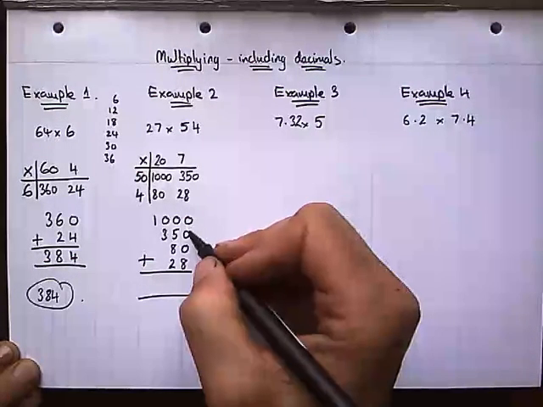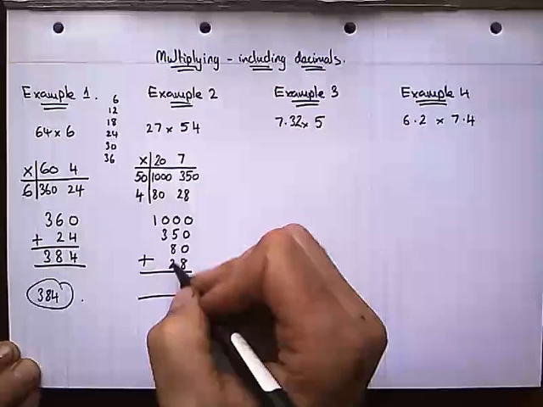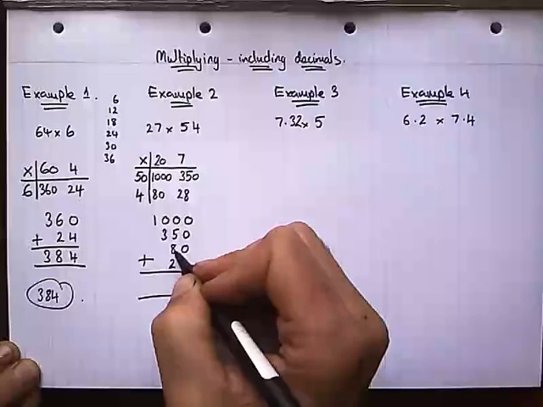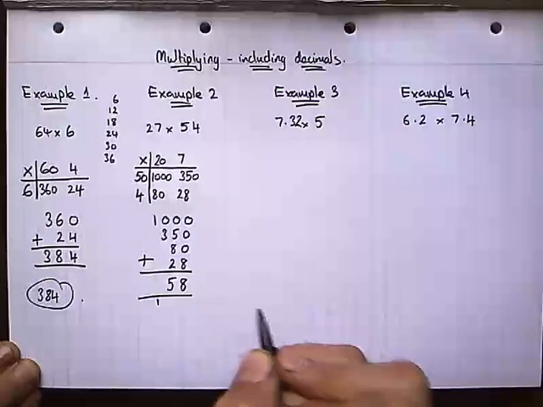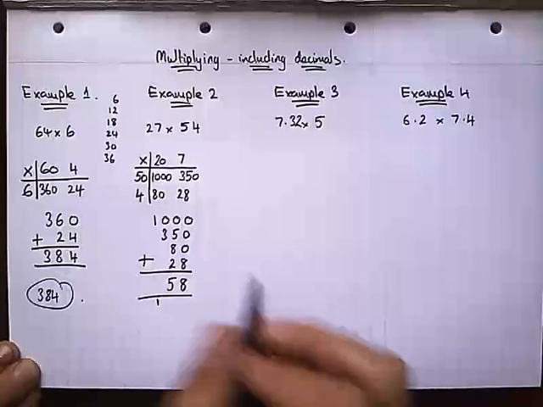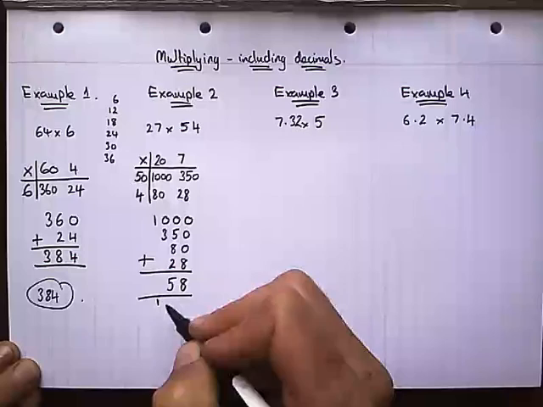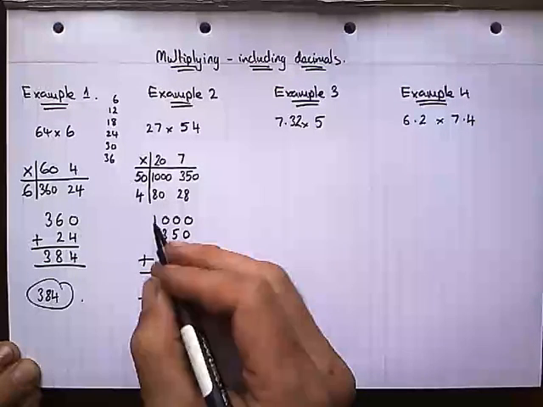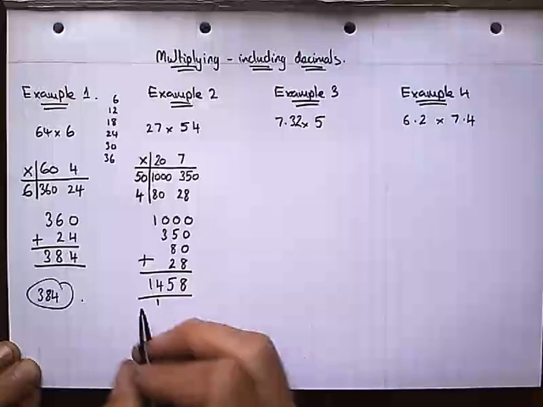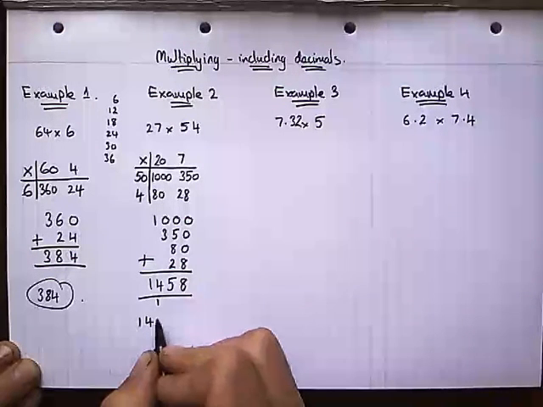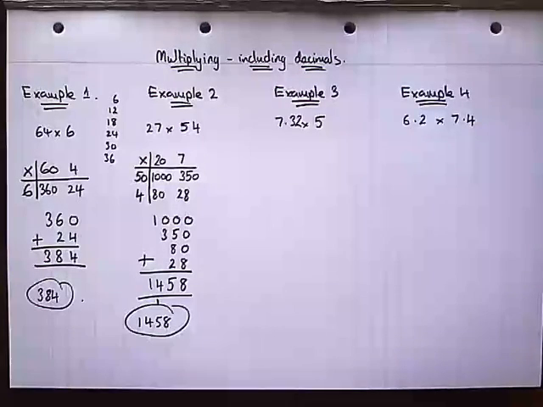So 0, 0, 0, and an 8 gets me 8. 2 plus 8 makes 10. Plus the 5 makes 15. So I put the 5 in and I carry the unit across, the 10 across. 3 plus 1, well, it's actually 100. 3 plus 1 is 4. And I've got a 1, which is just 1. So the answer to this is 1,458. Now, if you want to check your answer, grab your calculator.